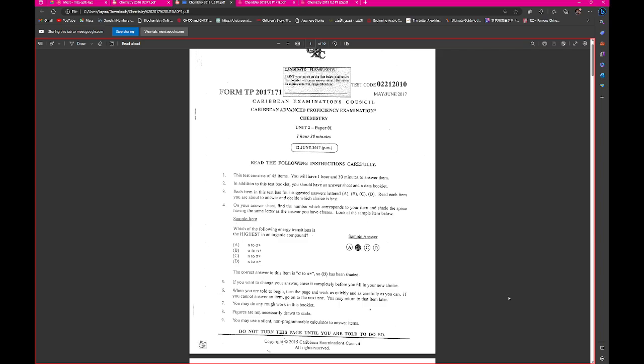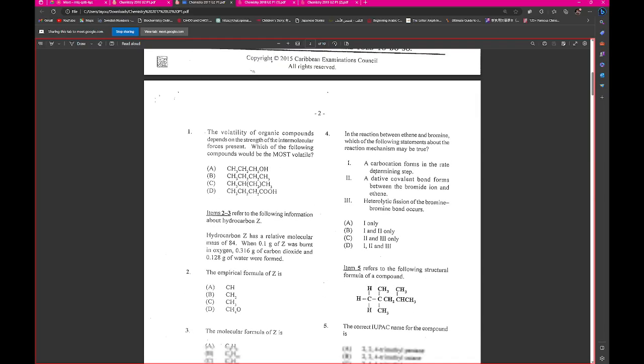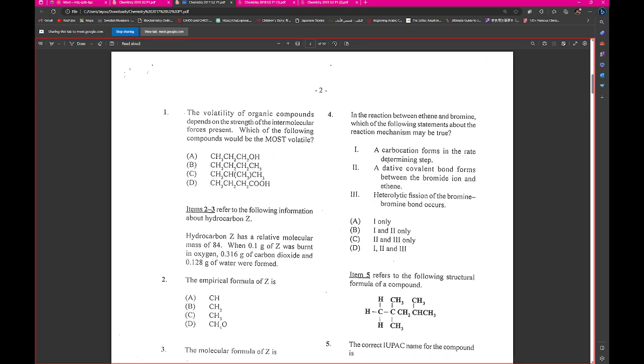All right, so this is Chemistry Unit 2, Paper 1 for May/June 2017. Right, so let's look at this. The volatility of organic compounds depends on the strength of intermolecular forces present. Which of the following compounds would be the most volatile?